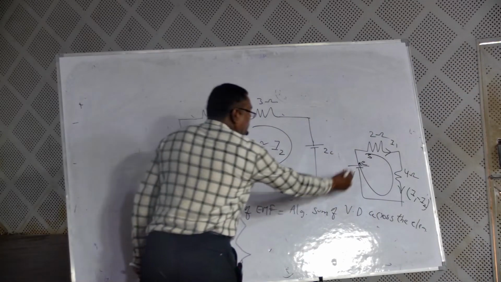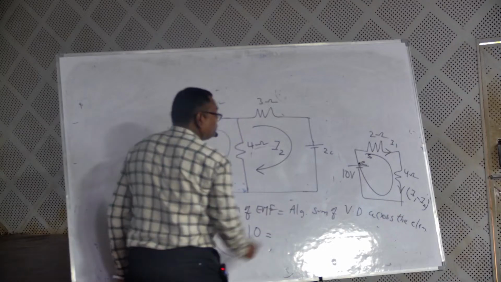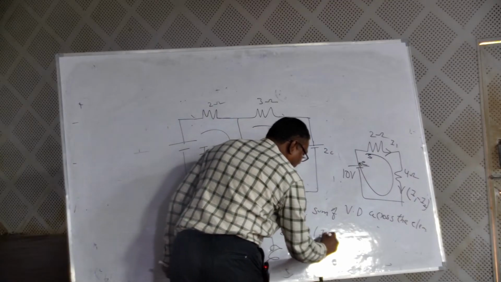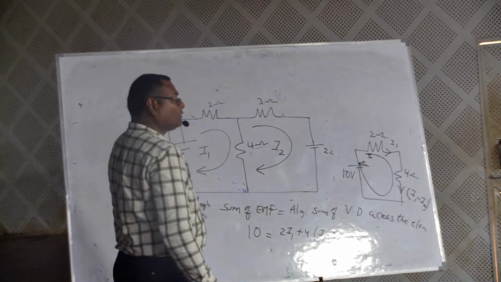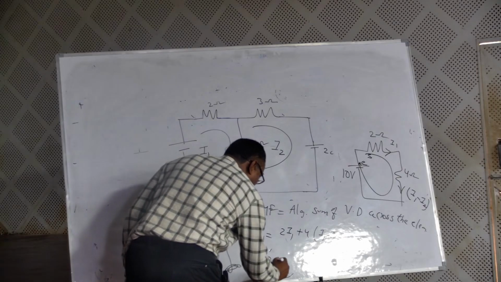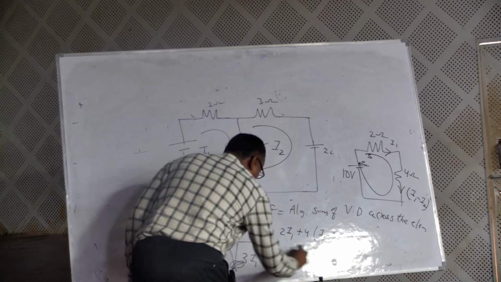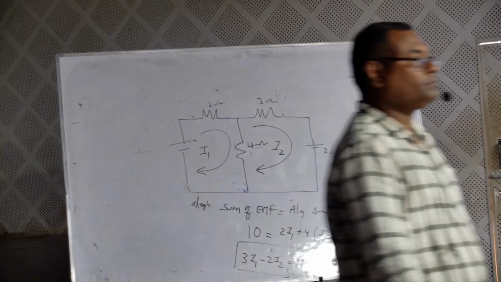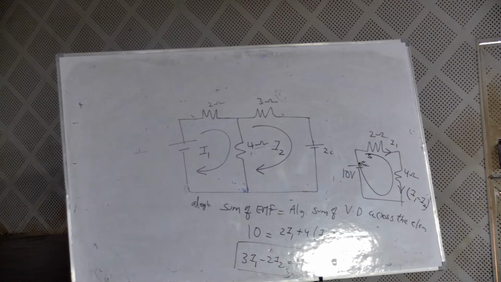Now check the minus to plus: 10 is equal to the first drop 2I1, second drop 4 times I1 minus I2. Do this calculation part. The answer will be 3I1 minus 2I2 is equal to 5. Equation 1. Do the calculation part by yourself and get equation 1. Don't write directly. Make a practice.